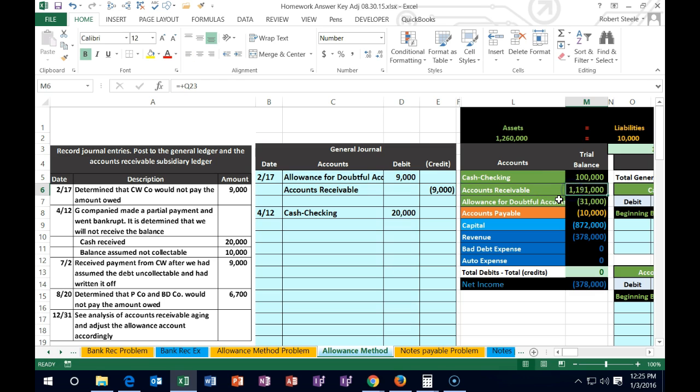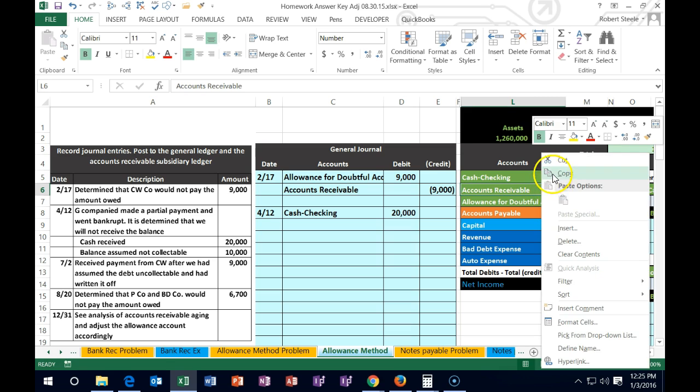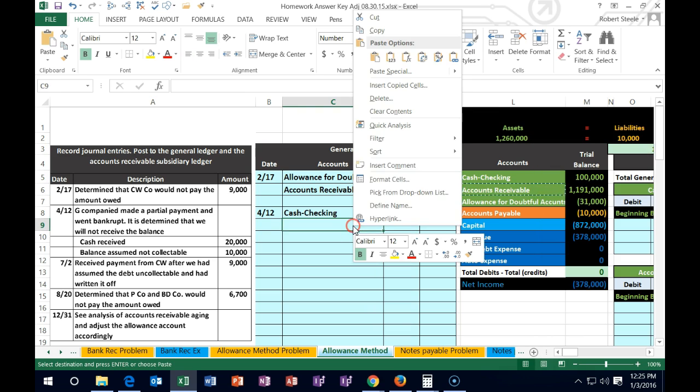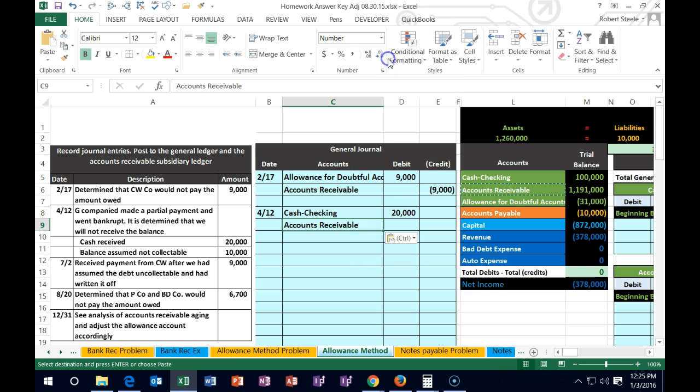Receivables have a debit balance. It needs to go down because they no longer owe us money. So I'm going to copy that, and I'm going to put that underneath, right click and paste it, 1, 2, 3. And it's going to be a credit. However, it's not going to be a credit for $20,000 because they owed us $30,000.